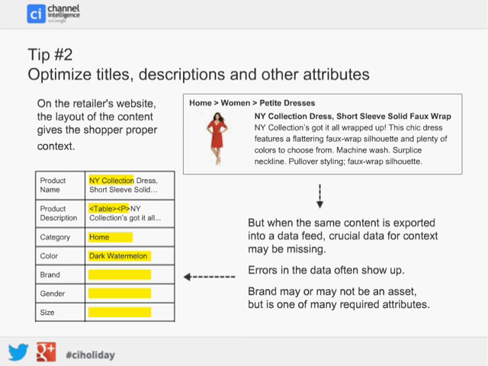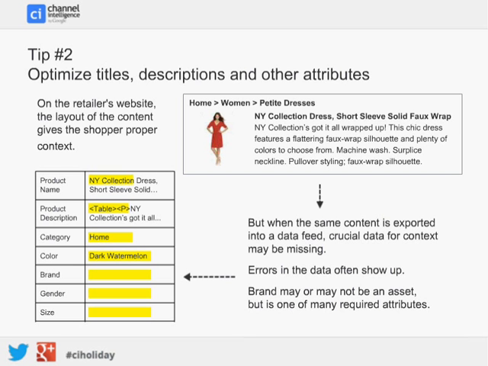Here we have color as dark watermelon. I imagine that some merchandiser believed that dark watermelon was a very attractive sounding color name, and it probably is for consumers who are on the retailer's website and have the context. But if it really is red, and that's how consumers search, dark watermelon may not be the best way to represent this product in your data feed that goes out to comparison shopping engines. Here we have brand, gender, and size all completely missing.